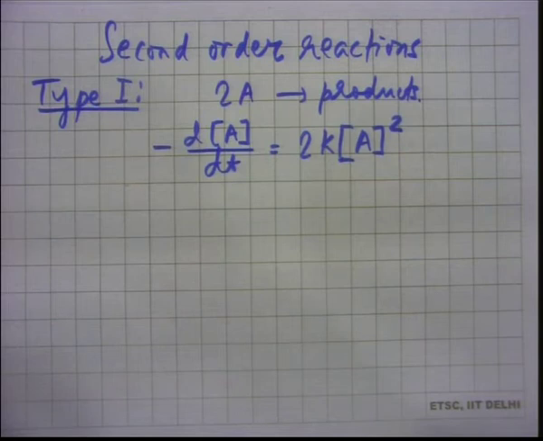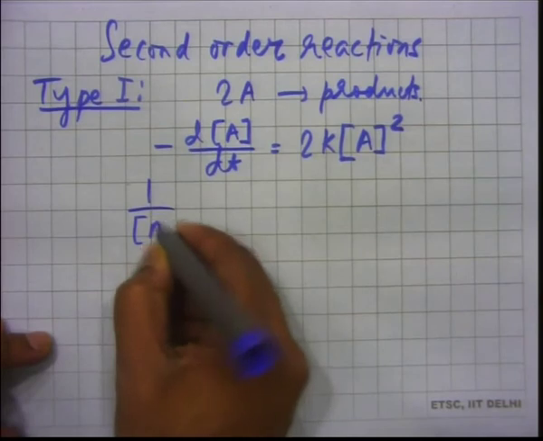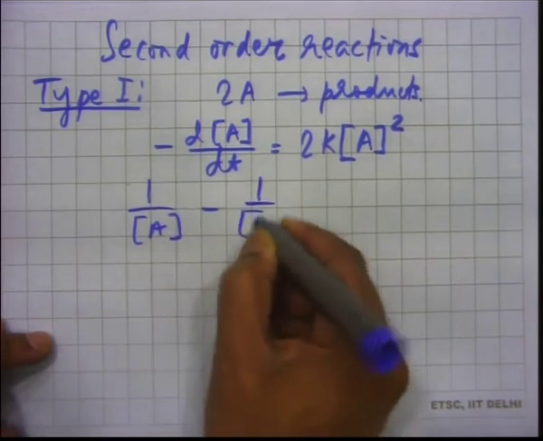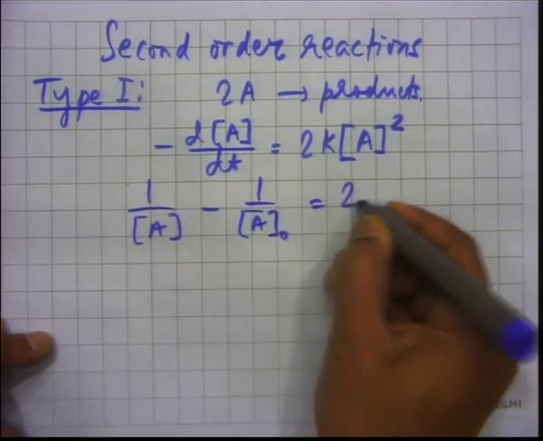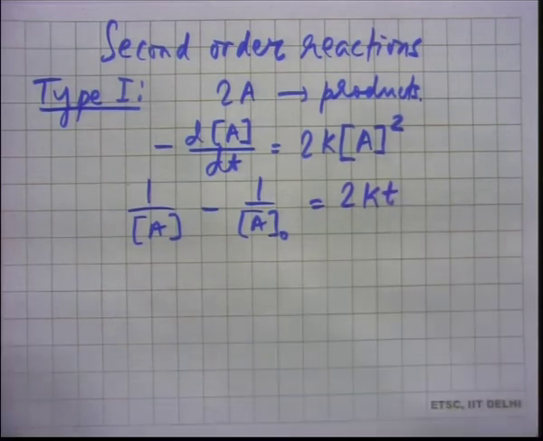So again we can integrate this, and this integration will give you 1 over A minus 1 over A naught is equal to 2 times kT. So does that seem logical? You can integrate this, right? Simple enough. So this is type 1 of second order reactions.